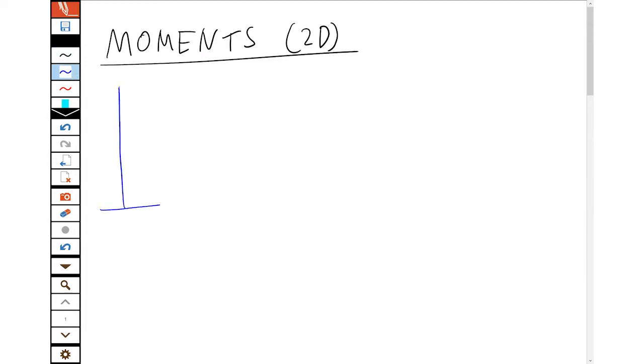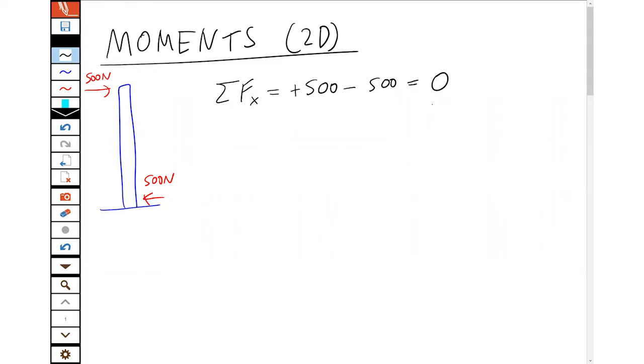Let's say we've got a tall tower, and at the top we have a 500 Newton force to the right, and at the bottom we have a 500 Newton force to the left. Looking at the force equations, the sum of all the horizontal forces is plus 500 to the right at the top, minus 500 to the left at the bottom, which is equal to 0. And that's a condition for equilibrium. So we think, oh, this tower is lovely and safe, but obviously it's not.